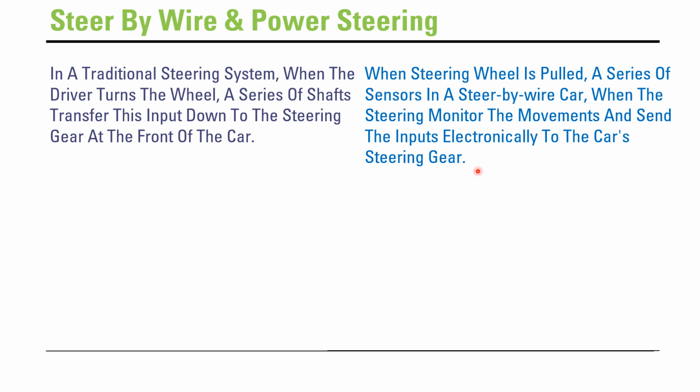When coming to steer-by-wire systems, when the steering wheel is used, a series of sensors in the steering will analyze the angles requested by the driver, and then this will be sent to the electronic control unit, and then will be delegated to the motors connected to these wheels to execute the angle requested by the steering system.